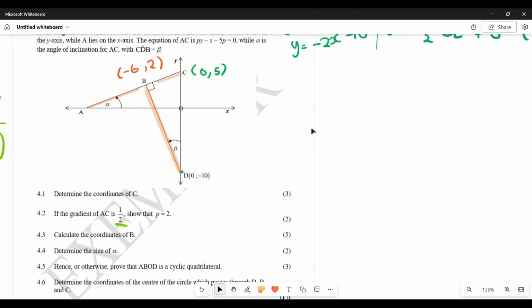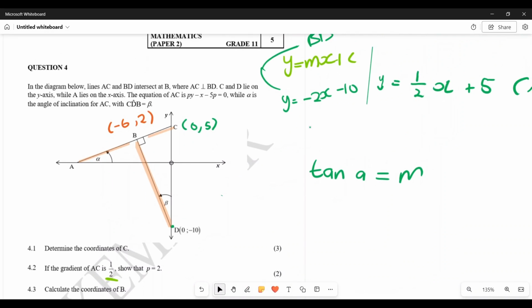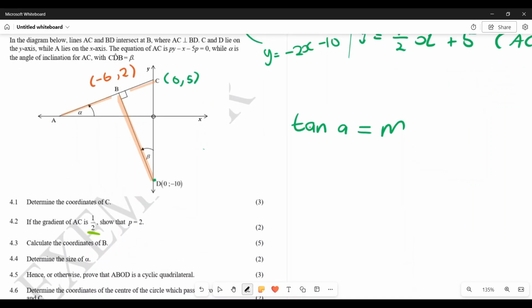Now, the next question, they want us to find the size of A. Now, if A is the angle of inclination, remember your angle of inclination formula, tan of A in this instance will be equals to the gradient of your line AB, right? And remember, the gradient of your line AB will be the same as the gradient of your line AC, right? Because AB and AC are on the same line, right? Now, here, my gradient of AC is equals to a half. So basically, tan A is equals to a half.